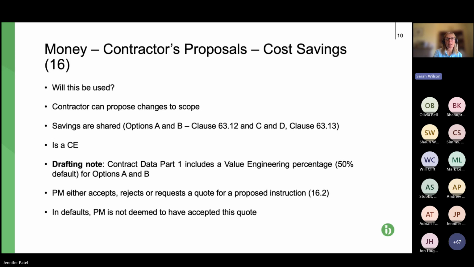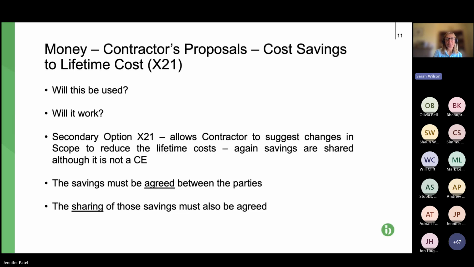So if we can move on to the next slide, please. So the next one, very, very similar, but this is contractor's proposal for cost savings to the lifetime cost of the project. And actually, this is the one where the M&E people tell me that they might be able to find savings. A piece of kit possibly costs more, but will last longer and therefore result in a saving to the lifetime cost, or will be able to be operated more efficiently and therefore produce savings.